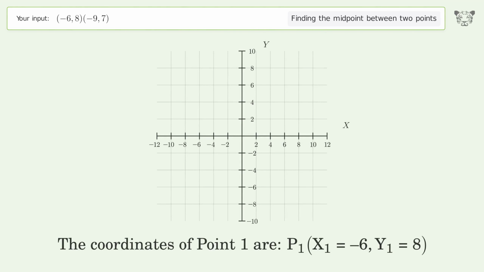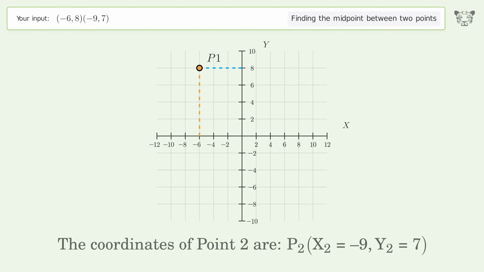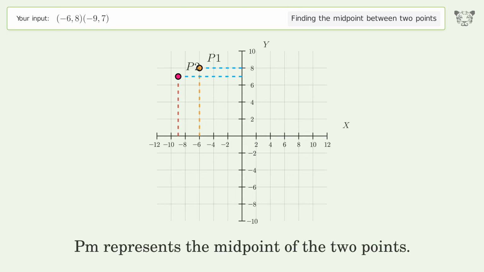The coordinates of point 1 are x1 equals negative 6, y1 equals 8. The coordinates of point 2 are x2 equals negative 9, y2 equals 7. PM represents the midpoint of the 2 points.